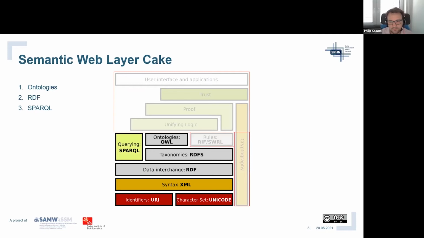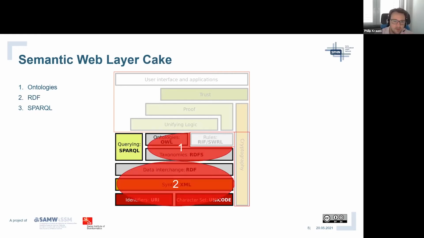What we will also cover today is ontologies, RDF and SPARQL, where we will go through that semantic web layer cake from the top. We first will cover ontologies and taxonomies. We will also cover the RDF part, how to encode data or information. And then we will touch the SPARQL part, how to retrieve information from that encoded information.